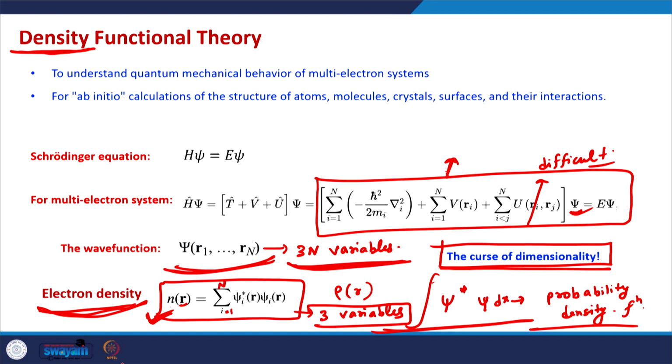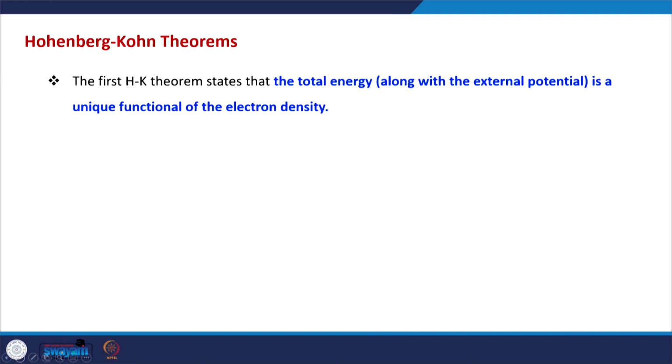And I would say the credit goes to the 2 theorems given by Hohenberg and Kohn in the early 1960s. What these theorems do is reformulate our problem of solving the multidimensional Schrodinger equation into finding out the electron density. So let's go through the theorems first, and then it will become clear.